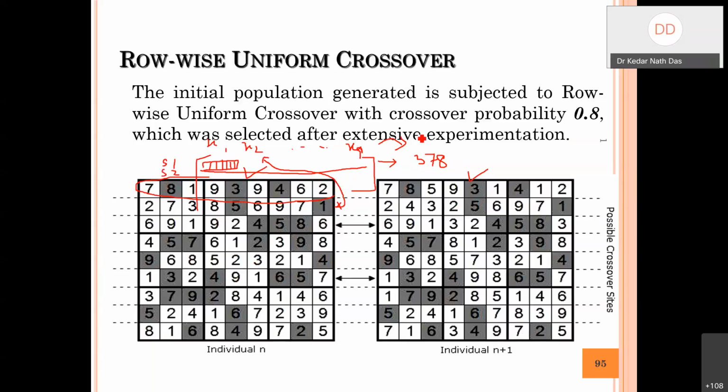The crossover is uniform crossover, where individual strings are going to be swapped. These are two strings actually, individual n and individual n plus 1. Individual means strings only. So this row will be swapped, and this row will be unchanged. This row will be swapped, and so on. Alternatively they will swap, because if everything is swapped, then there will be no change in the individuals. That's why we are swapping alternate rows or alternate variables. That is the main motto of the crossover, and the probability which is best suited for this is 0.8 probability of crossover.